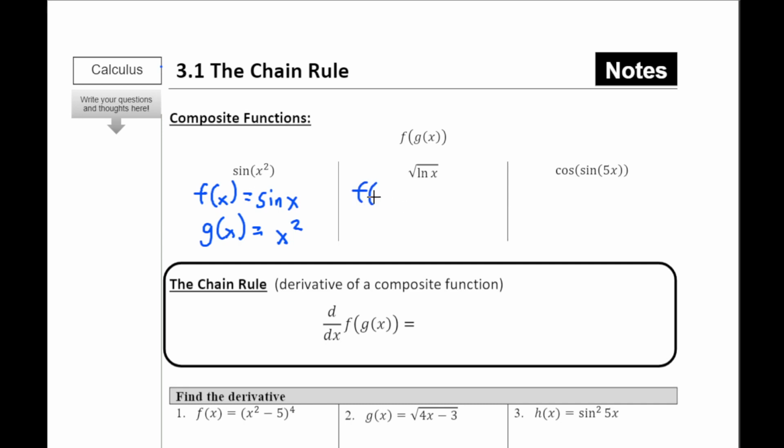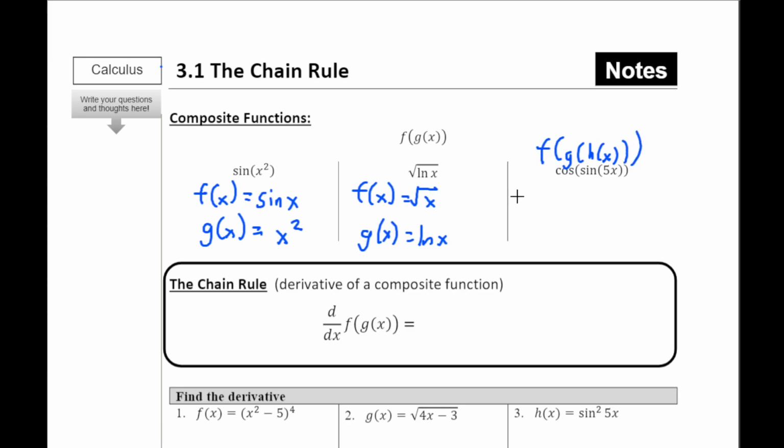So here f of x is equal to the outside, the square root of x. And then on the inside, it's natural log of x. This one here is going to be a larger one. There's a function within a function within a function. F of g of h of x.